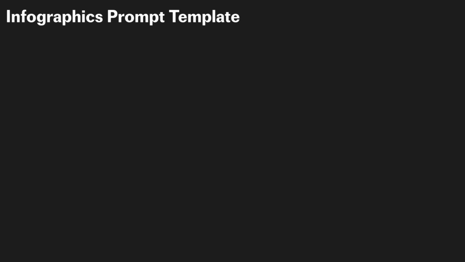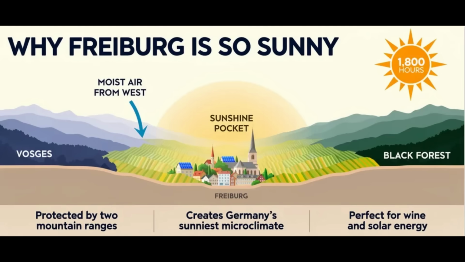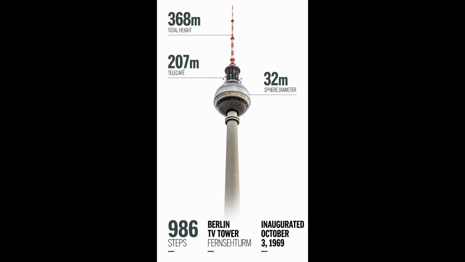Sticking to generations that involve a lot of text, Flux 2 is also able to one-shot complicated infographics. The best way to do this is to use this template, which is split by the descriptions of the type of infographic, the sections involved, and the design. So using this template, I generated this infographic of why the German city of Freiburg is so sunny, and also this infographic which highlights some facts about the Berlin TV tower, and both of them have perfect text.